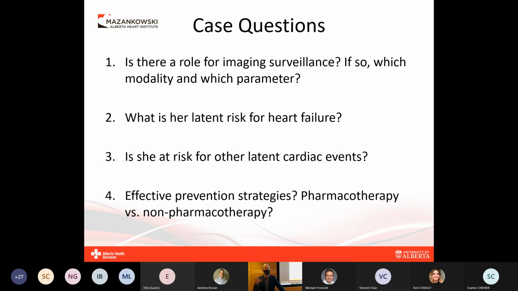If so, which modality should be used, and which parameter should we be following? Should we be following EF or some other parameter? What is her actual risk of developing heart failure down the road? She had LV dysfunction, but what is her risk of heart failure? And is she at risk for other cardiac events down the road? Are there effective prevention strategies? Should we be keeping her on the ACE inhibitor and beta blocker indefinitely? Are there potentially non-pharmacotherapy treatments that are reasonable?